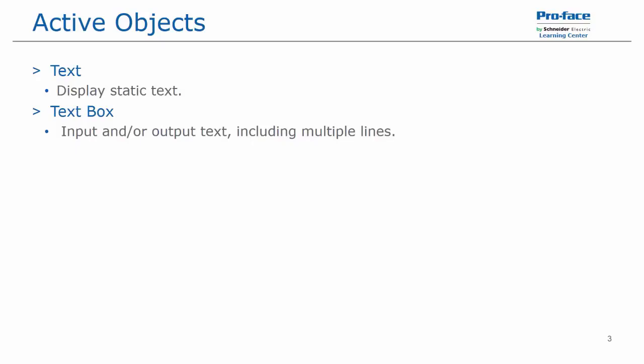The most basic is the text object, and this just displays static text. It cannot have a tag associated with it, it's just strictly a label or caption. Then a text box allows you to input or display data from a tag or static text as well. And this doesn't necessarily have to be string data. This could also be numerical data as well from an integer or real.